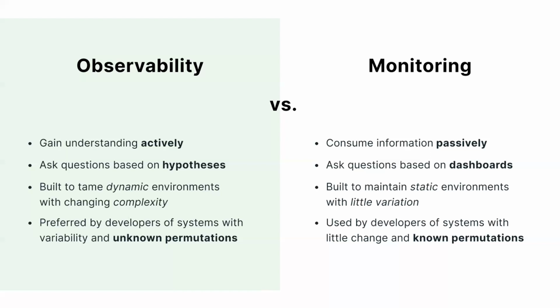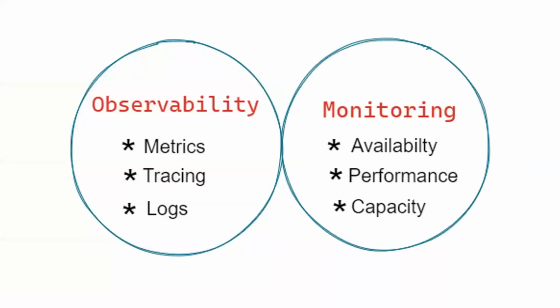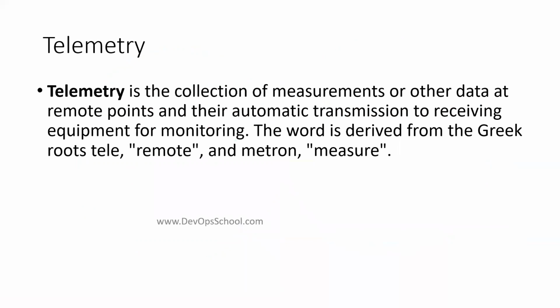So these are the differences. Monitoring covers availability, performance, and capacity, whereas observability covers tracing and logs. Now the question is, okay, I understood that we probably need to do a little more than monitoring, and that is called observability. But in order to set up observability, what am I going to do?